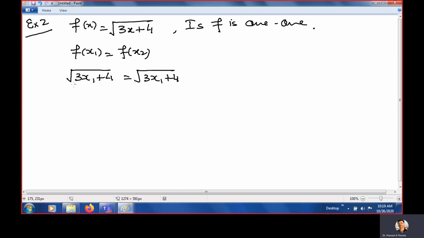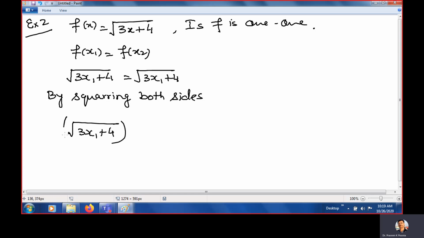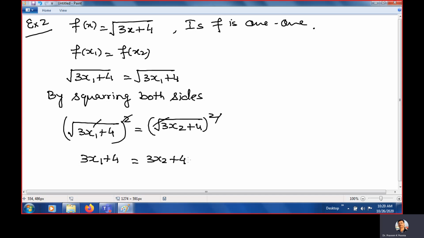Clear? Both sides have a square root. Can we remove this square root? Yes, we can remove it by squaring both sides. So it is (3x1 plus 4) to the power 2 and (3x2 plus 4) to the power 2. Now the square root is cancelled by the power 2. So what we will get? 3x1 plus 4 equals 3x2 plus 4.